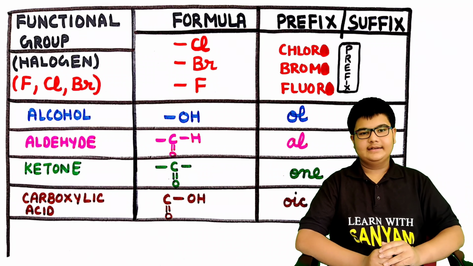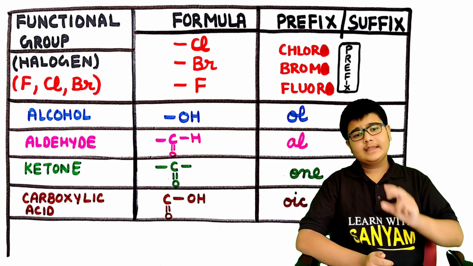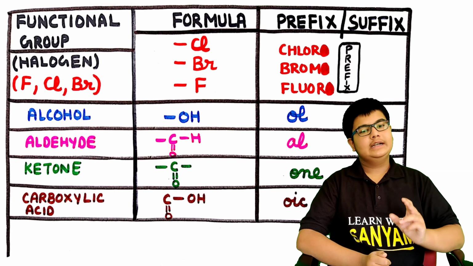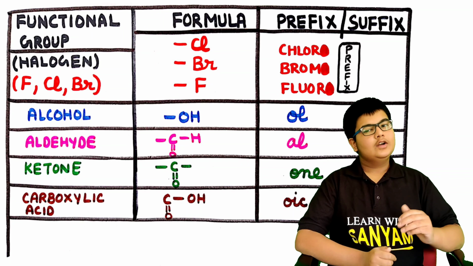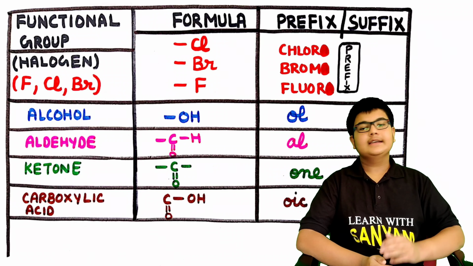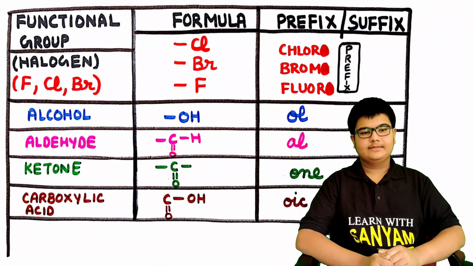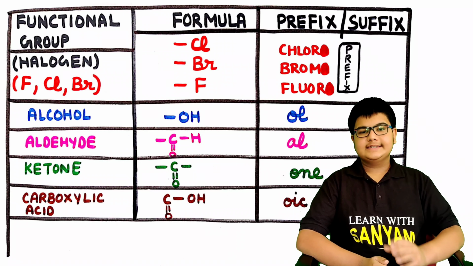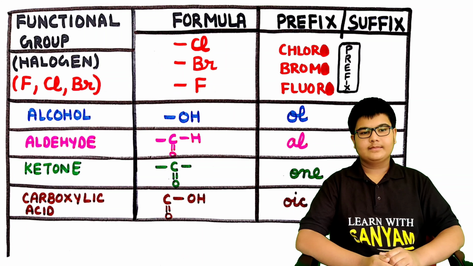Third, aldehyde. Formula: C single bond H, double bond O. To represent it, we use the suffix al, that is al. Fourth, ketone. Formula: C double bond O, suffix one.